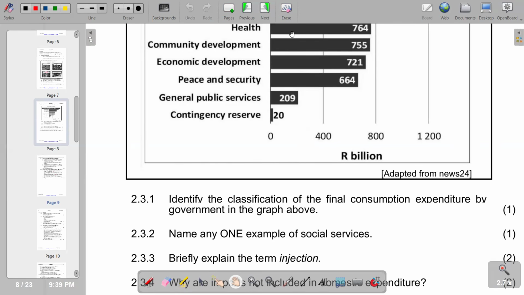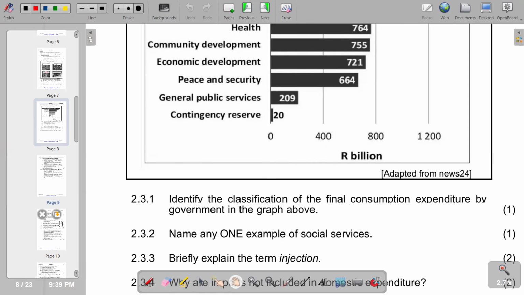So it's functional classification. So we move on to 2.3.2, name two examples of social services. Social services, we can talk about education, it's a social service. We can talk about recreation, culture, and religion. It's part of social service. Public order and safety, it's also a social service.